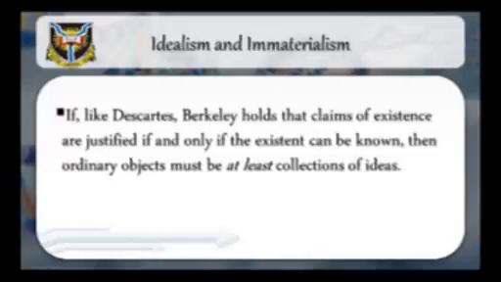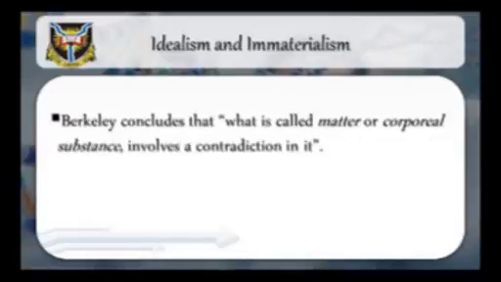Combining the previous conclusions with the standard account of primary qualities requires that primary qualities both exist apart from the mind and only in the mind. So, Berkeley concludes that what is called matter or corporeal substance involves a contradiction in it. He then turns to the individual qualities.